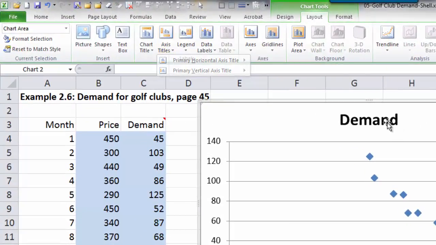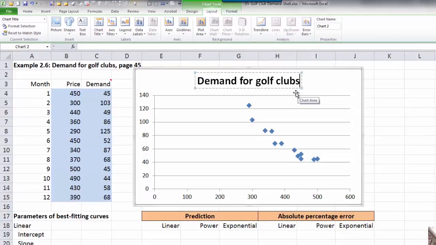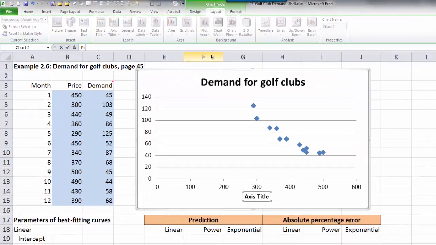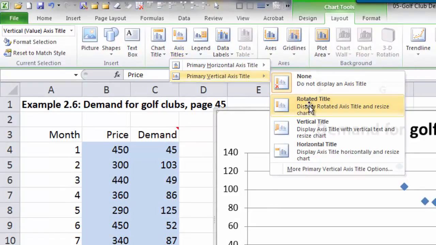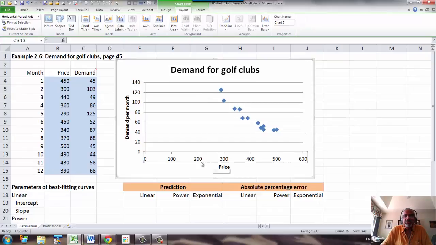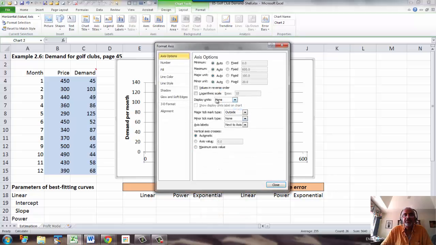First, the chart title, let's call that demand for golf clubs, and then the x-axis is price, and the vertical axis is demand per month. And we will set up the x-axis to go from, I don't know, 200 to 600. Actually, your book has it 280 to 520, so I'll use the same set of numbers.